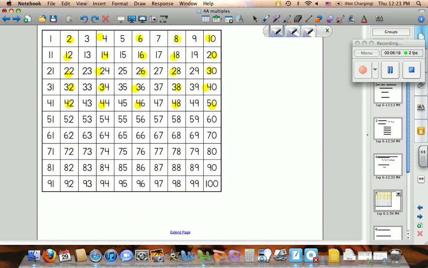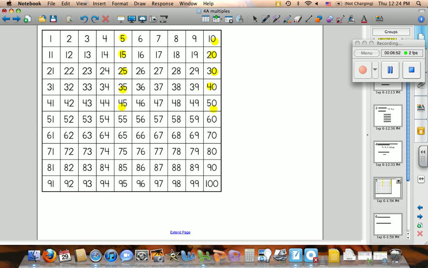If I were to highlight the multiples of 5 on this table, follow along again and see if you notice any patterns. What you may notice is that if a number is a multiple of 5, its ones digit is either 0 or 5. So that is helpful when you're thinking about multiples as well.